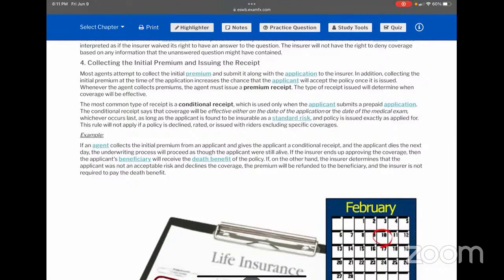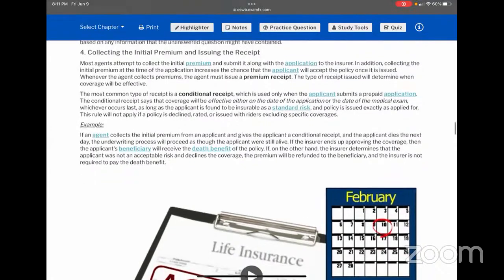The most common type of receipt is a conditional receipt, which is used only when the applicant submits a prepaid application. The conditional receipt says that the coverage will be effective either on the date of the application or the date of the medical exam, whichever occurs last, as long as the applicant is found to be insurable as a standard risk and the policy is issued exactly as applied for. This rule will not apply if a policy is declined, rated, or issued with riders excluding specific coverages.